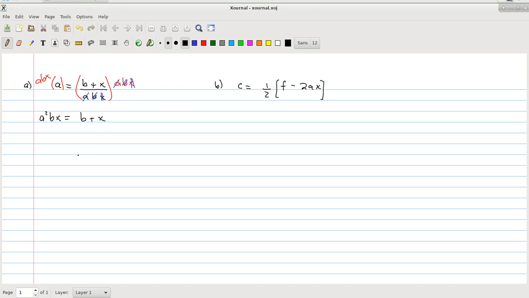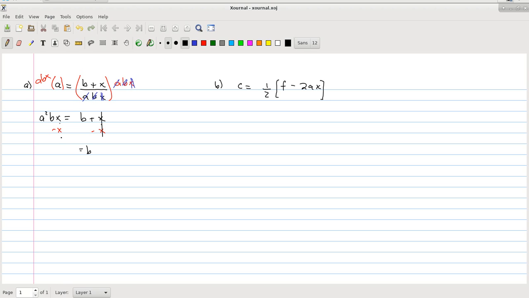Now our goal is to solve for x, so our first problem here is that x occurs on both sides of the equation. We need to get all the x's on the same side. So to do that, I'm going to subtract x from both sides of the equation. On the right, these cancel out, and we're left with just b.